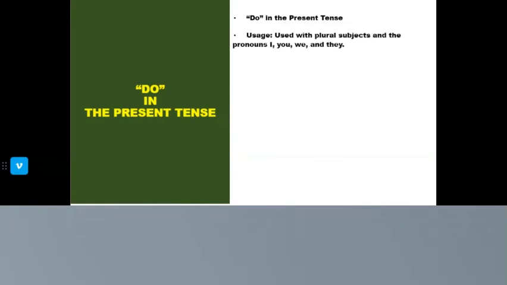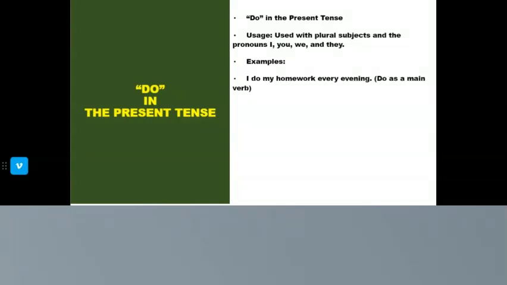Now, we want to look at the grammatical uses. Grammatical uses. Okay? Do in the present tense. That's what we are looking at. Let's look at the usage. How is it used? It is used with plural subjects and the pronouns I, you, we, and they. Okay, that's the way do is used. Let's look at some examples.